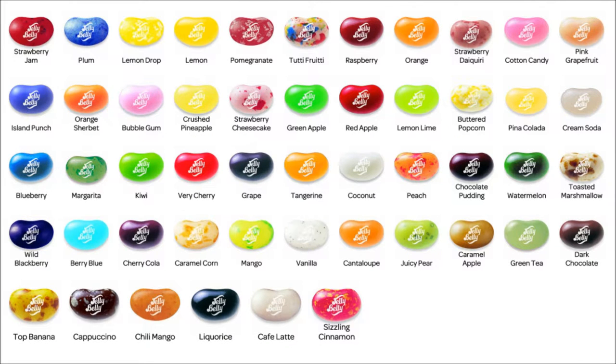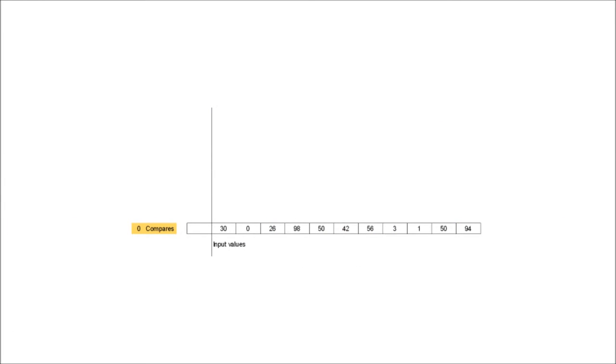You may have noticed that I really dislike cinnamon jelly beans. They're just evil. Okay, so how does the sorting algorithm work behind the scenes? I'll demonstrate this by going through a small demo that sorts some numbers, okay?